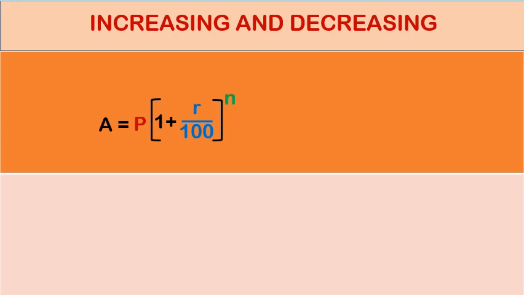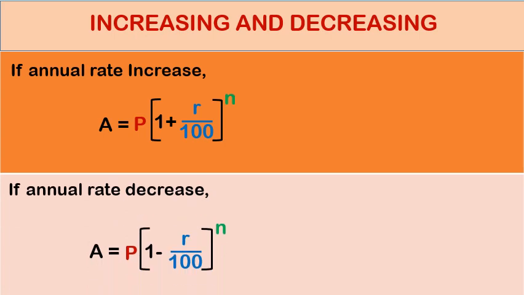If annual rate increases, we can use the same formula A equal to P into 1 plus R by 100 all raised to N. Here A stands for the total amount. It can be the total number of units produced or total price amount. P stands for either initial number of production or initial price of money. R is the annual rate and N stands for number of periods. And if annual rate decreases, we can use the formula A equal to P into 1 minus R by 100 all raised to N. Okay children?